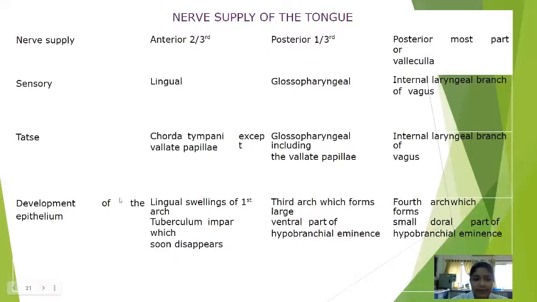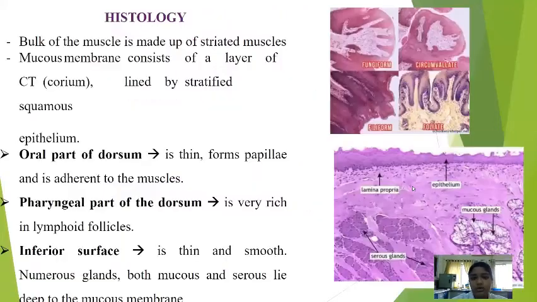So how is the epithelium developed? The lingual swellings of the first arch and the tuberculum impar, which soon disappears. For the posterior one third, third arch; for the posterior most part or vallecula, fourth arch. Coming to histology, the bulk of the muscle is made up of striated muscles. The mucous membrane consists of connective tissue lined by stratified squamous epithelium.